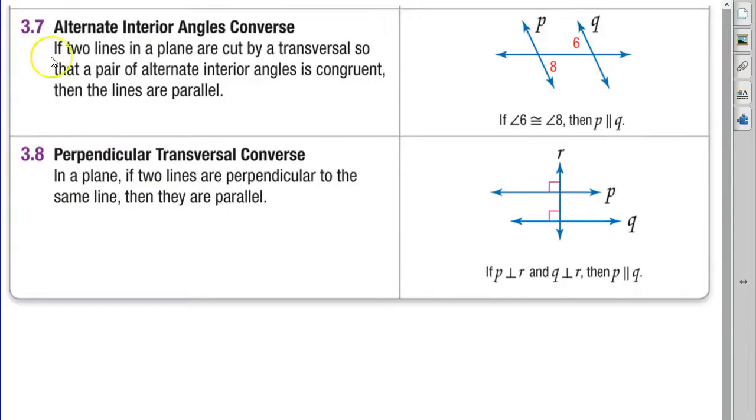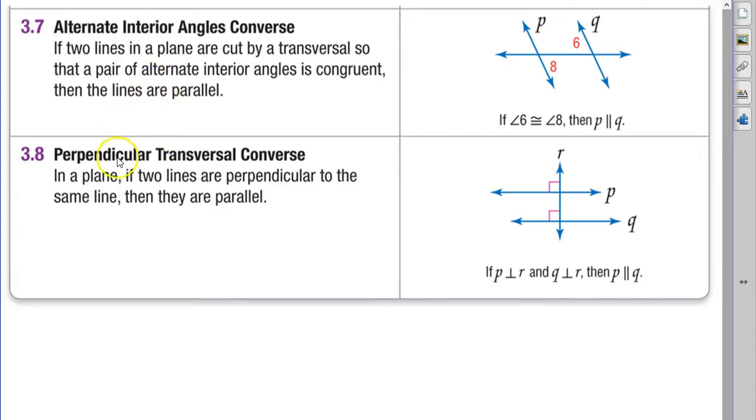Okay. 3.7, alternate interior angles converse. If two lines in a plane are cut by a transversal so that a pair of alternate interior angles is congruent, then the lines are parallel. And again, before it was if the lines are parallel, then the alternate interior angles are congruent. Now we're flipping it. If those angles are congruent, we know the lines are parallel as well. The last one, I like this one.